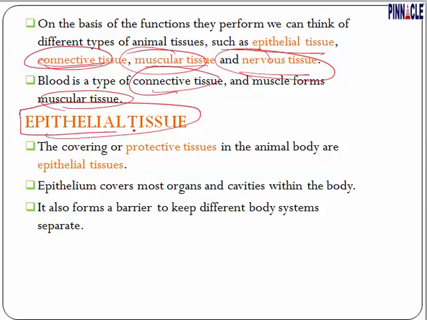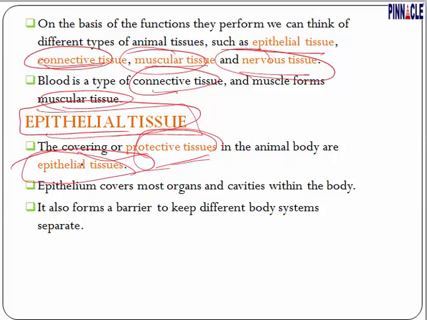For example, let's take epithelium tissue first. Epithelium means outer part, covering or protective tissue. You can also call it protective tissue in the animal body. Epithelium covers most organs and cavities within the body. For example, this is the organ, your stomach. The outer part will be covered by epithelium tissue, and the inner lining will also be covered by epithelium tissue. It means the protective layer is made up of epithelium cells.